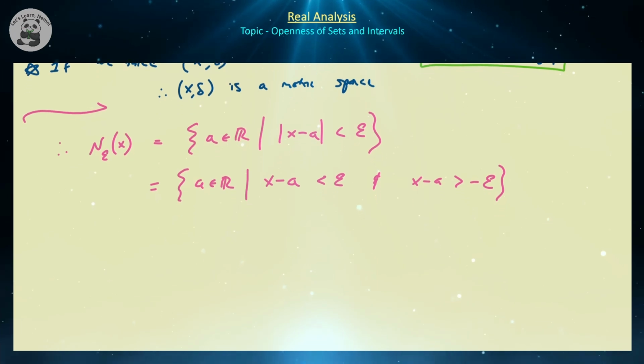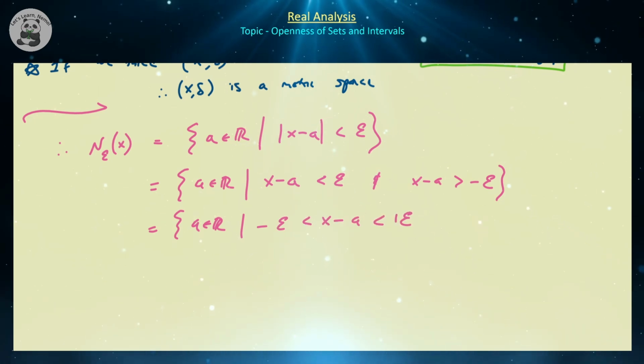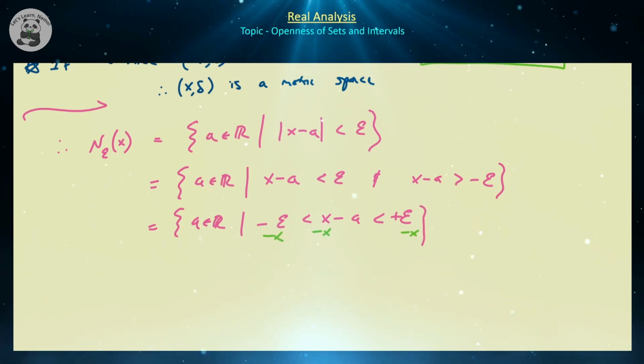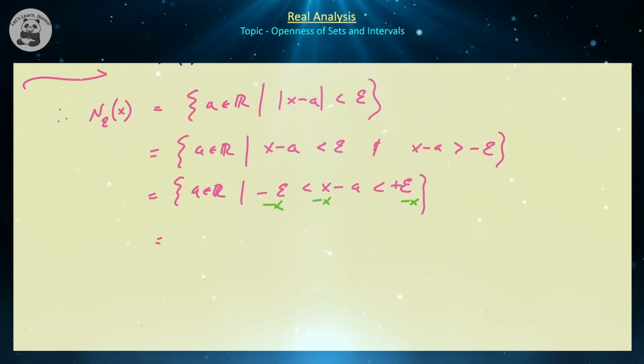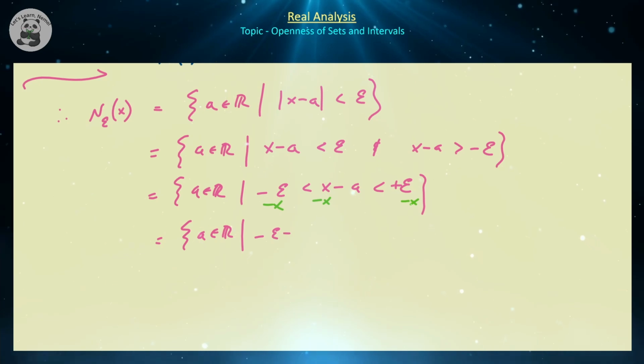So if that is true, then that's going to be the set of all real numbers a such that minus epsilon is less than x minus a is less than positive epsilon. Right? So what I want to do now is subtract all sides of this compound inequality by x, and that's going to give me a new interval. So we're going to have the set of all real numbers such that minus epsilon minus x is less than minus a, and that's going to be less than epsilon minus x.